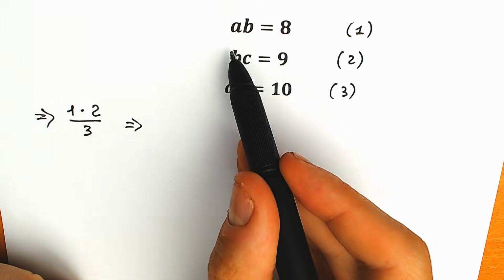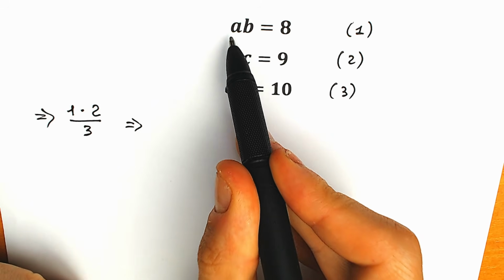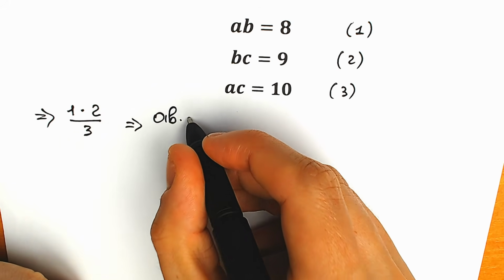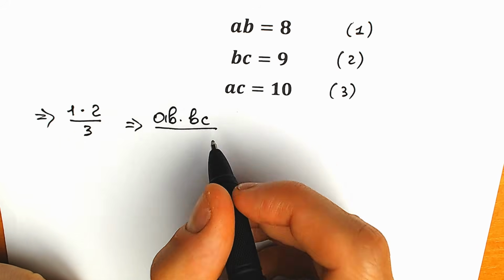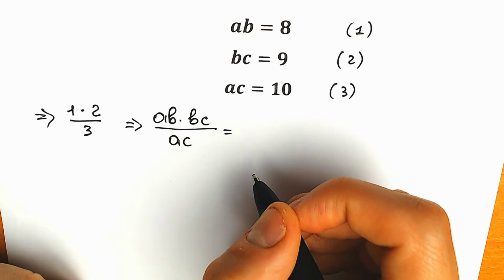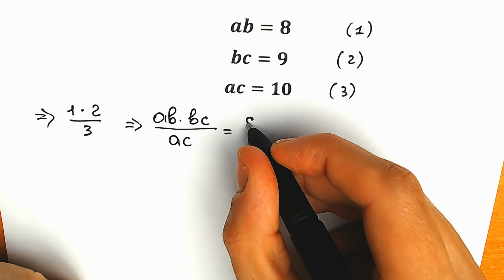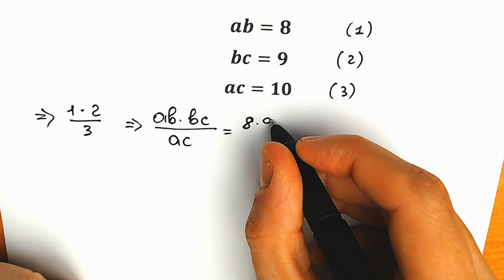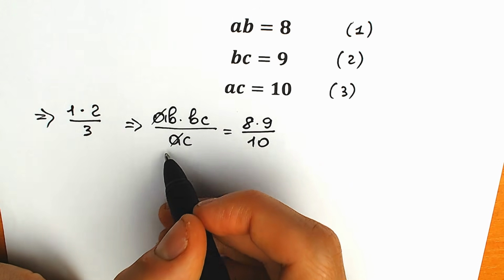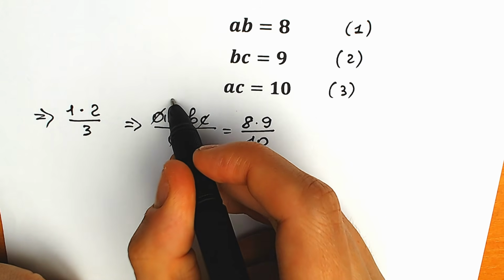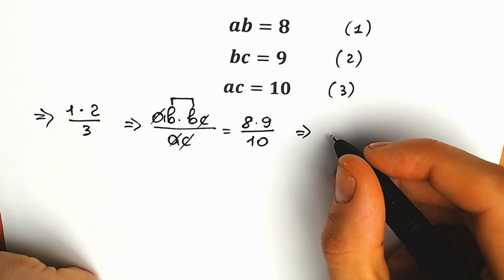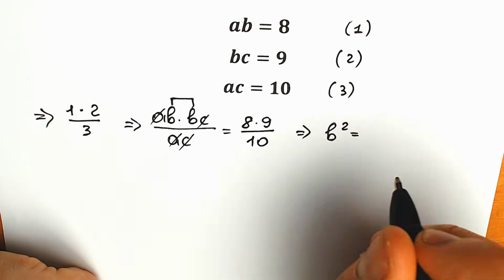First equation, I'm going to multiply the left side. First one AB times second one BC, and we divide it by the third equation, AC. And right now let's write our constants: AB equals 8, BC equals 9, and AC equals 10. Now we're going to cancel this A and this A, this C and this C. So on the left side we have B times B. We have B square.